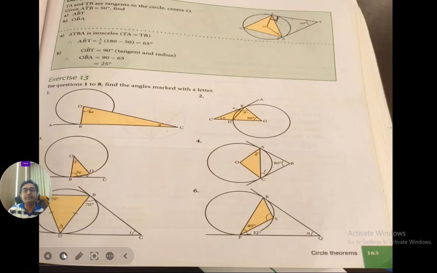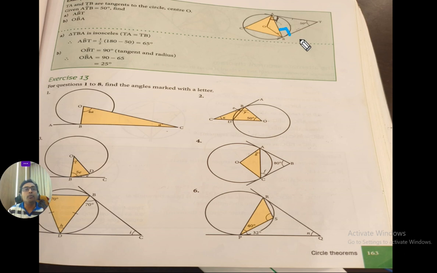नेक्स्ट यूज करने के लिए हम नेक्स्ट में स्लाइड पे जाते हैं. अभी यहाँ पे एग्जांपल्स करते हैं. पहले एग्जांपल से चालू करते हैं. TA and TB are tangents to the circle and center is O. तो क्या बोल रहे हैं? गिवन ATB this is 50 degree. Find ABT ये वाला एंगल निकालने के लिए बोल रहा है.